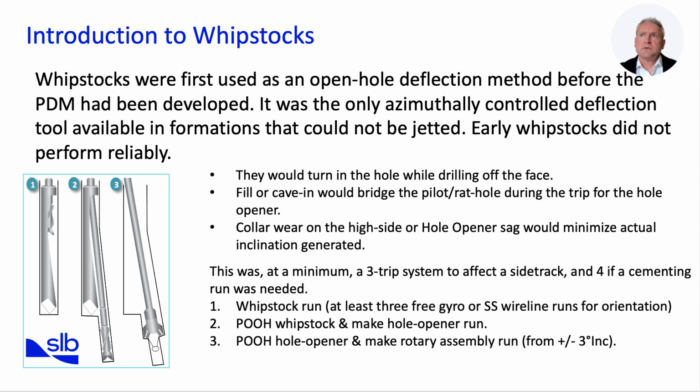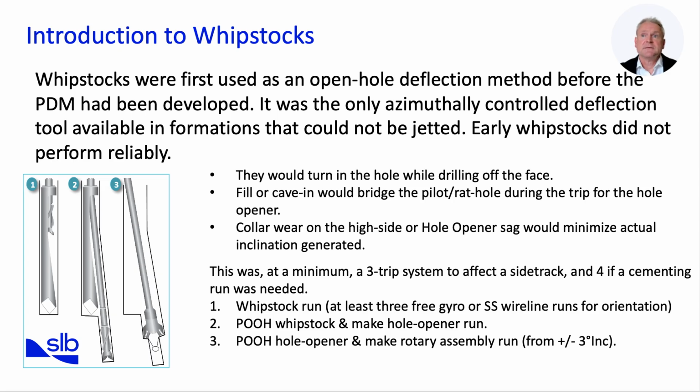Typically, 3 trips were required: one to set and orient the whipstock, one to drill with a hole opener, and one to run a rotary assembly to continue drilling. A 4th trip was often needed if cementing the whipstock in place was required. Each orientation demanded multiple gyro or single-shot surveys with a UBHO. Because of these operational inefficiencies, whipstocks quickly disappeared with the introduction of steerable motors, which offered greater reliability and required fewer trips.